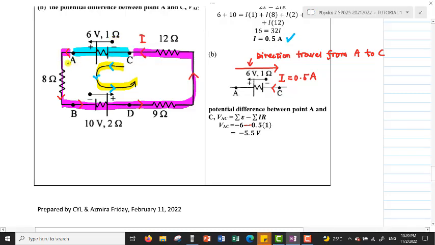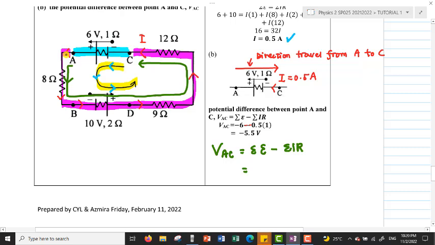Okay, I draw the direction I travel. So now I travel from point A towards point C using this circuit path. So I still have potential difference AC is the summation of EMF minus summation of IR. So the EMF in between this circuit path, in between point A and C, will be the 10 volt.